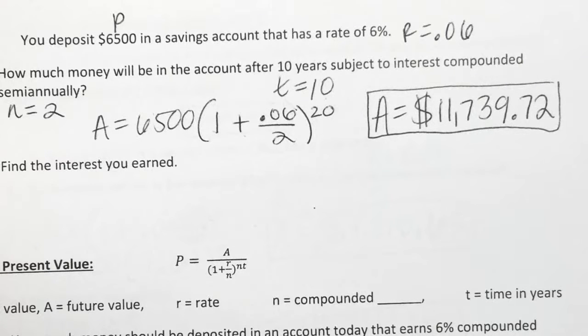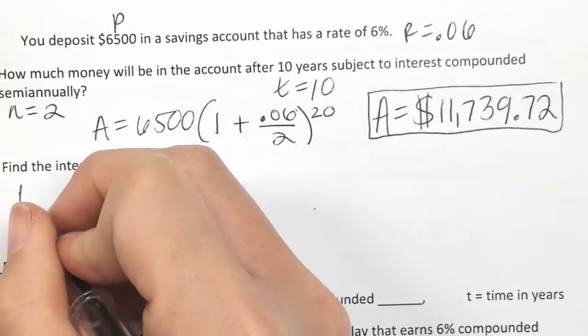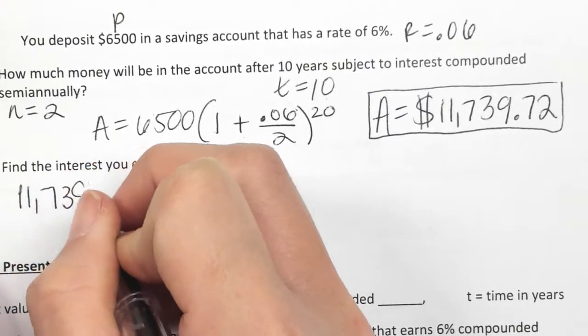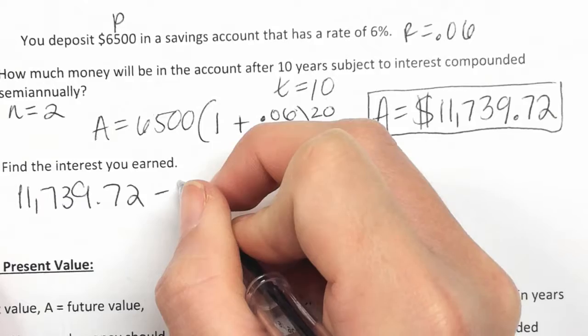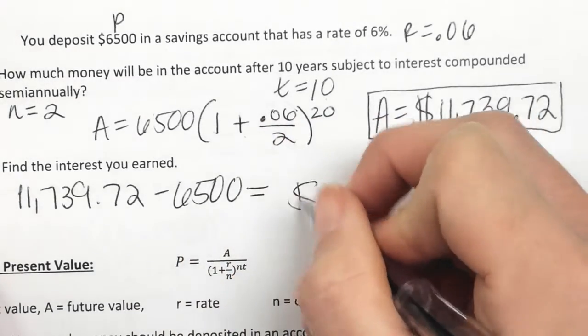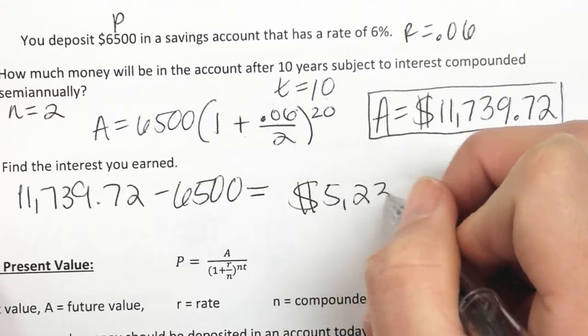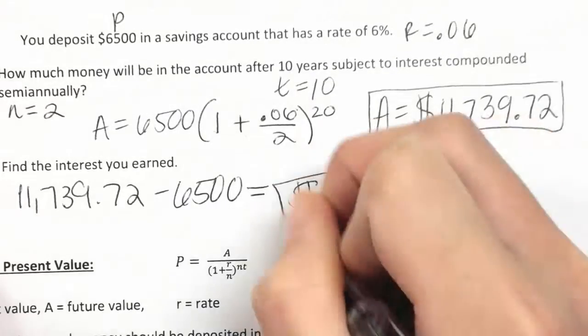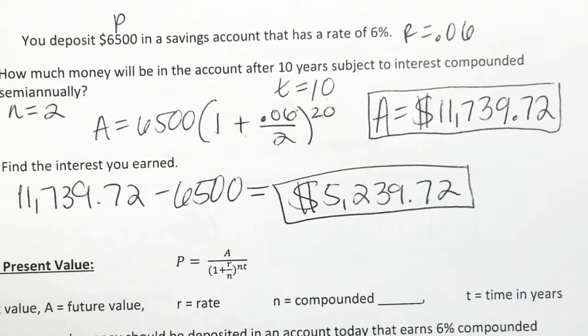All right, how do you find the interest, Mackie? Subtract. Subtract what? 11,739.72 minus 6,500. And what are we going to get? 5,239.72. Good. Any questions?